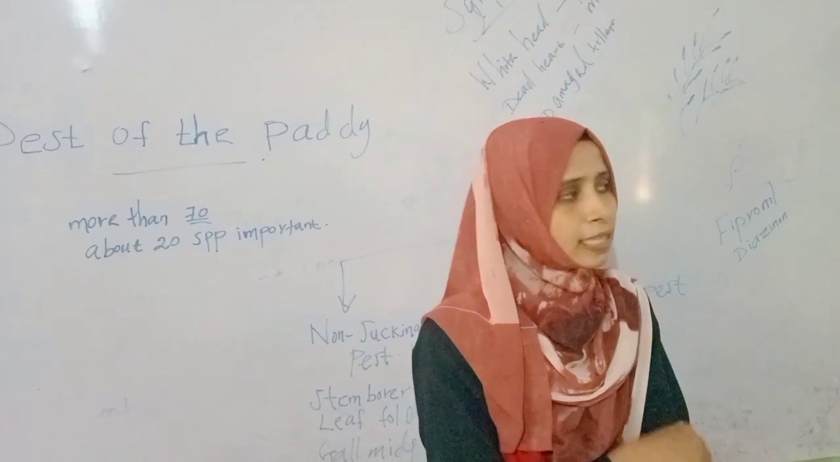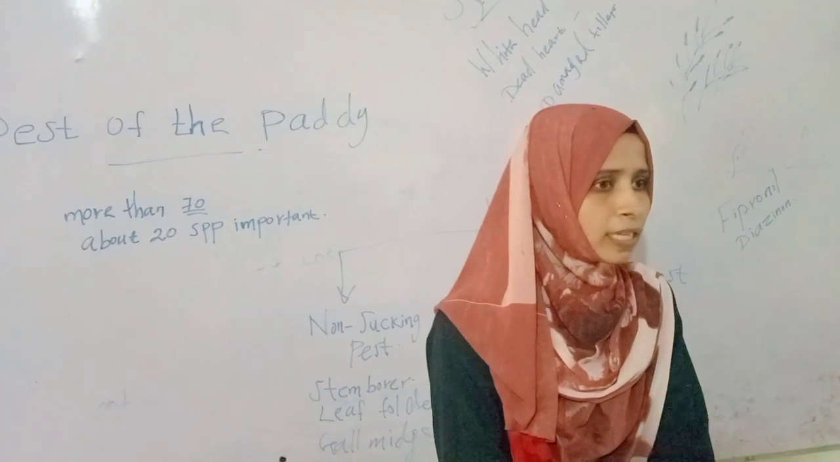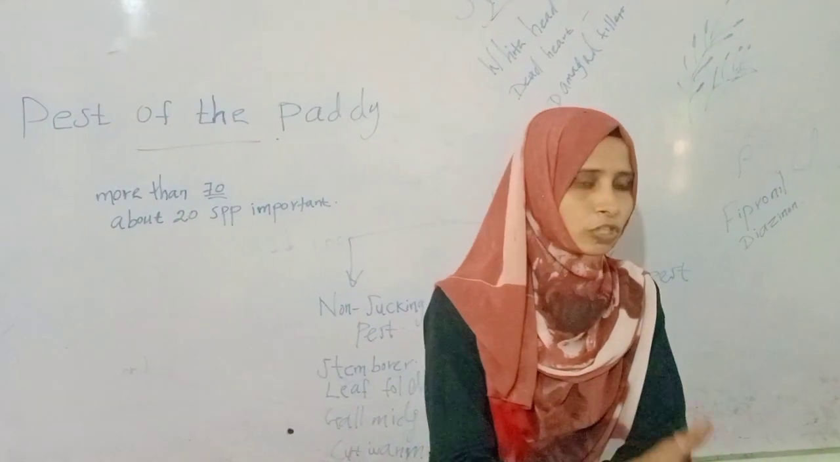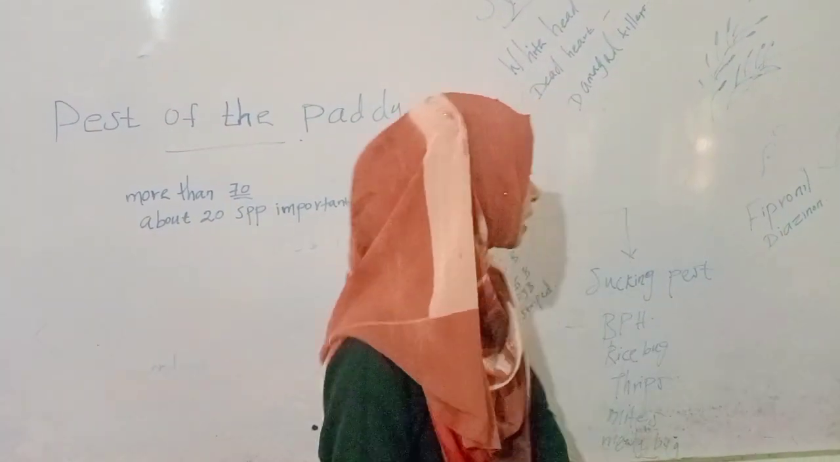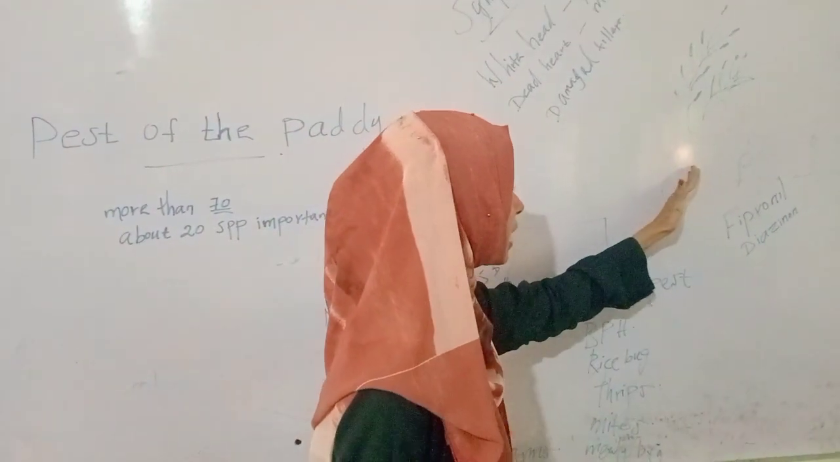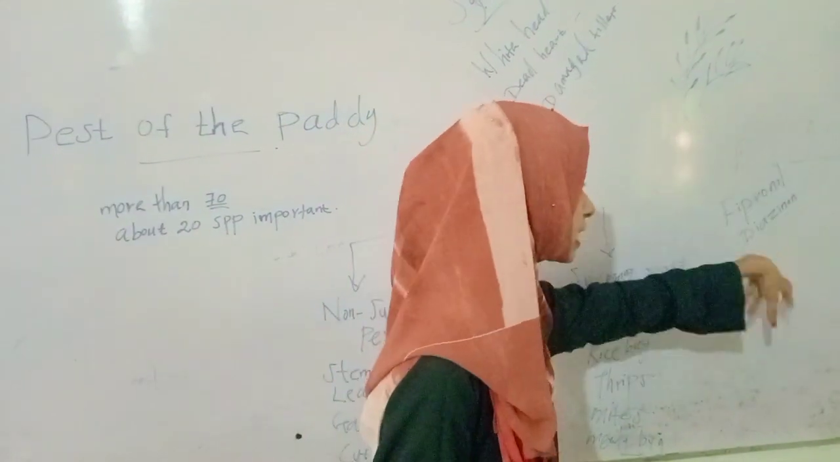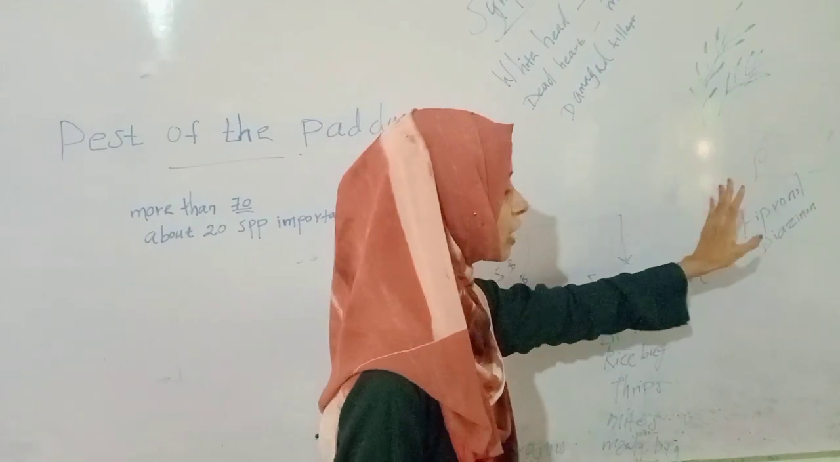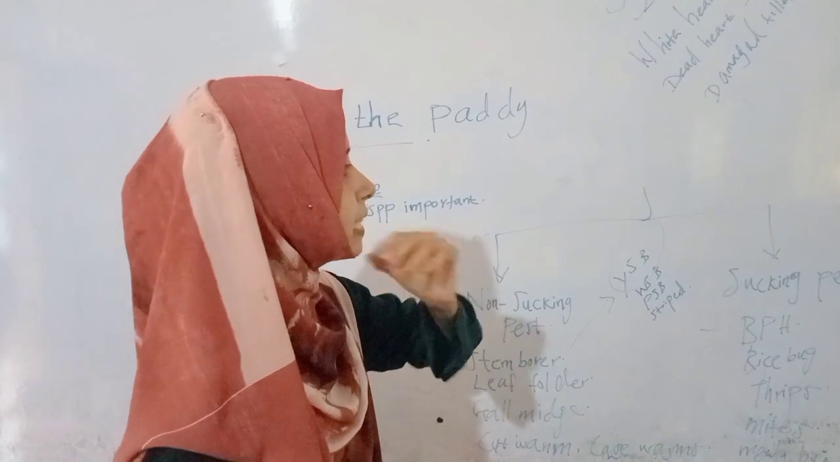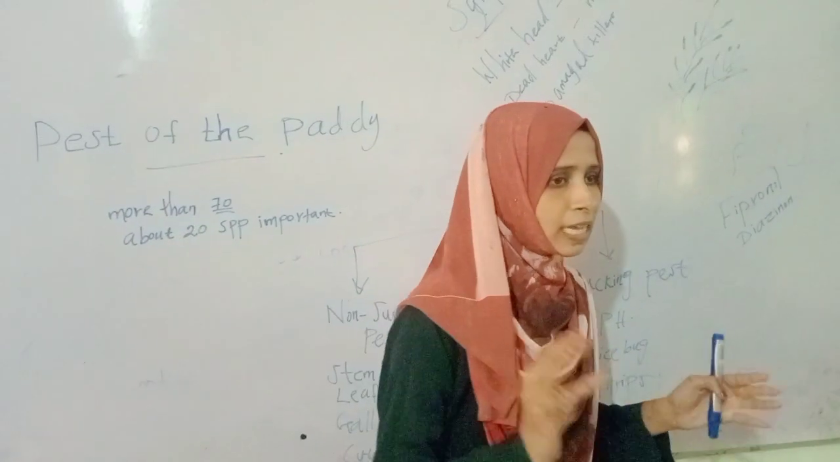Then biological control methods are also used: pathogens, predators, and parasites. After that, chemical control. What chemicals are used for the yellow stem borer? Fipronil and diazinon. These chemicals are used in the chemical control methods of the yellow stem borer. Now I am going to show the pictures.